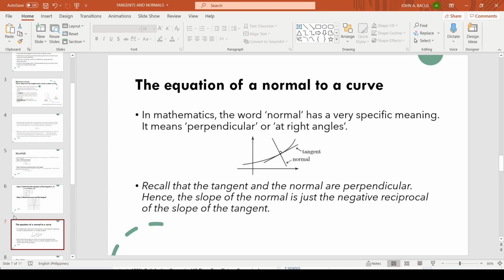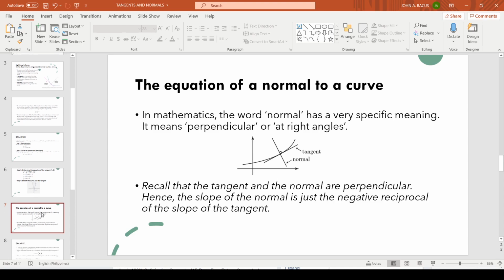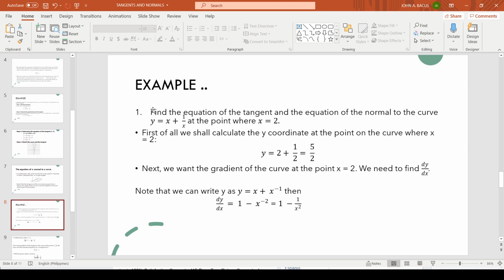Okay? Because again, it's perpendicular to the tangent equation. So, let's say for example, find the equation of the tangent and the equation of the normal to the curve. This is our curve: y is equal to x plus 1 over x at the point where x is equal to 2. So, only one point is given here.